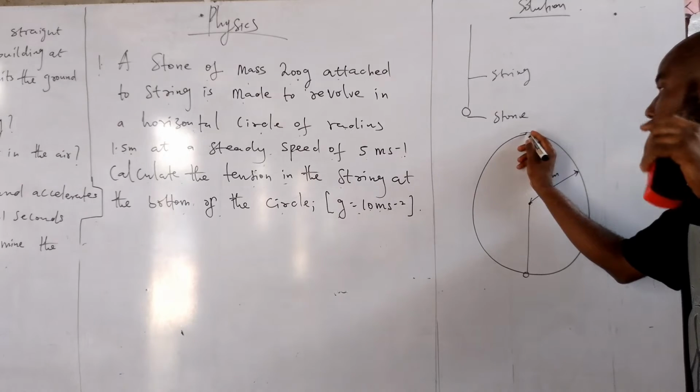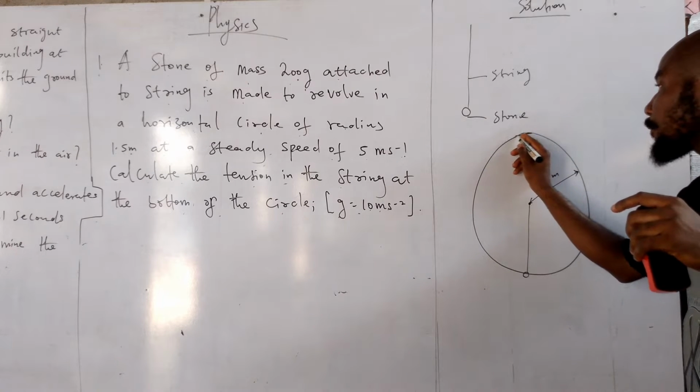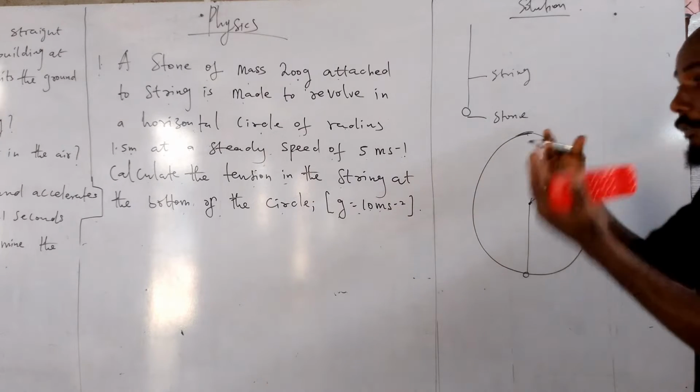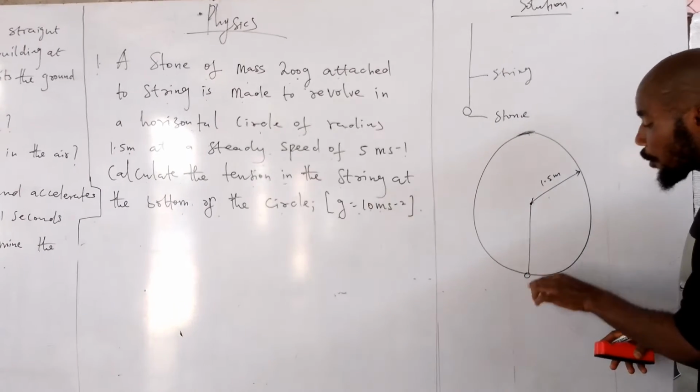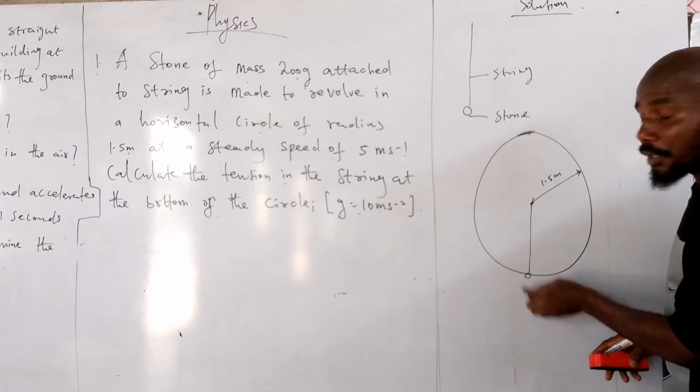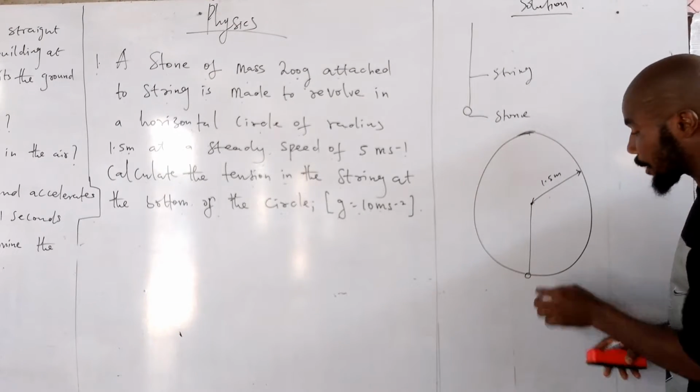We don't care what is happening at the top of the circle, because the physics of what is happening at the top will be quite different from the physics that is happening at the bottom of the circle. So they want us to focus on what happens at the bottom of the circle. So let's see what happens at the bottom of the circle.